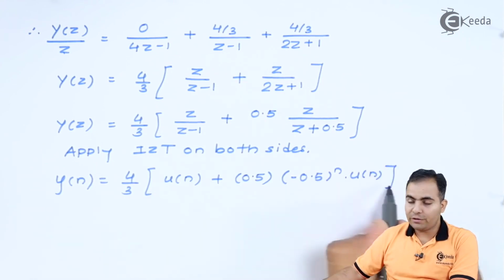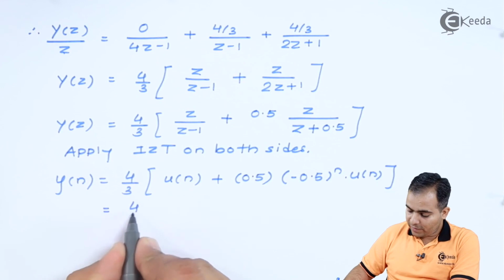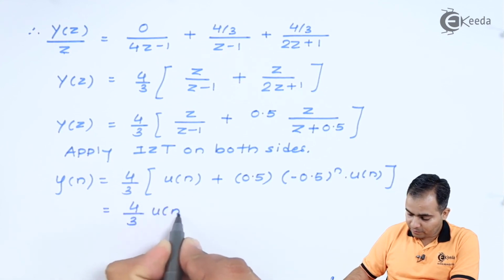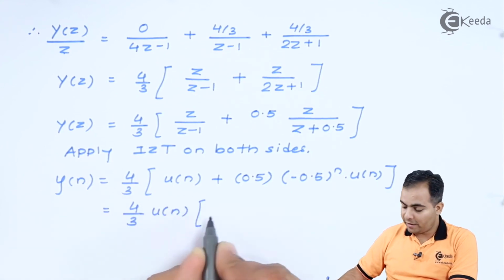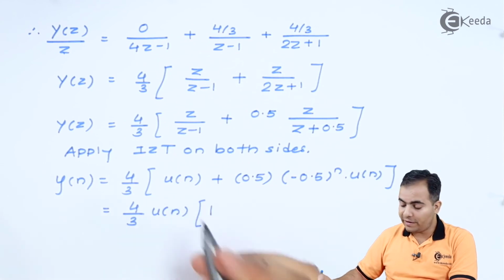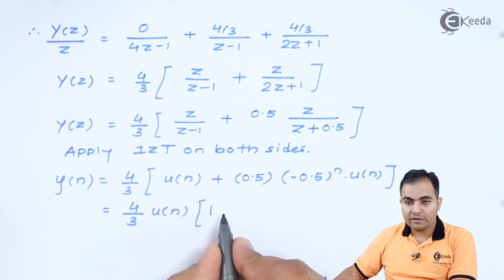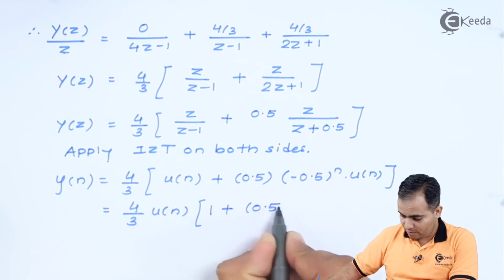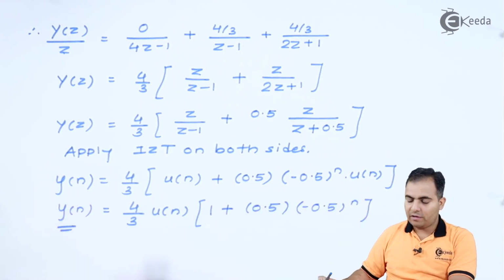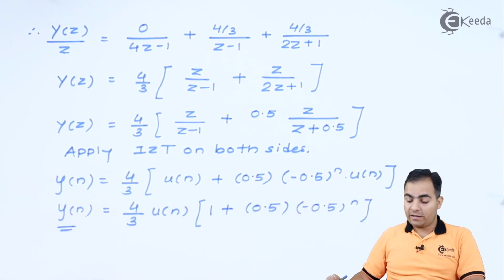Now here also you can take u of n common, so 4 by 3 u of n is multiplied with this bracket. So what is remaining inside this bracket? This u of n is replaced by 1, and this will be remaining, and this is nothing but the convolution of x1 of n and x2 of n.